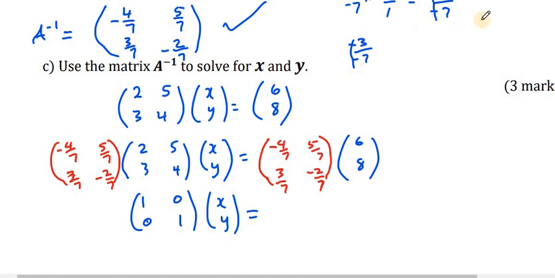So let's do that. We're going to multiply row by column. So when you multiply this row, row 1, by column 1, this is row 1. Remember, rows go from left to right, or right to left. In other words, horizontally. Columns, vertically. So we're going to multiply entry 1 by this entry 1. Negative 4 over 7 times 6.